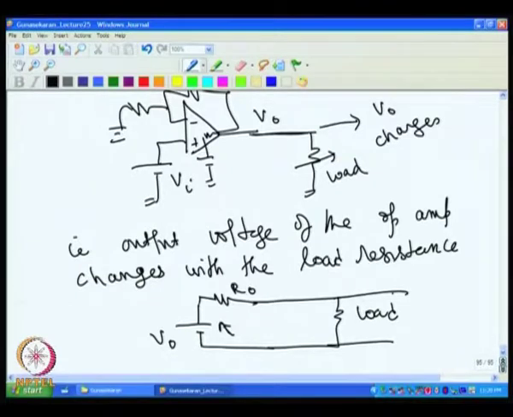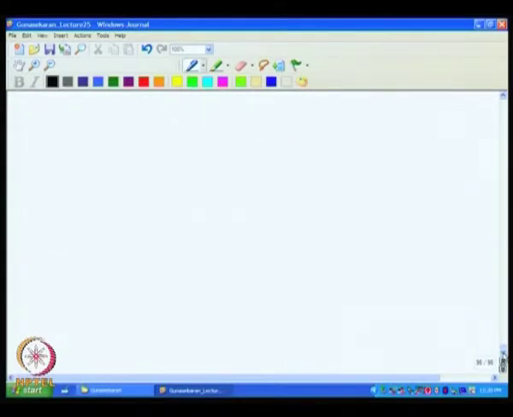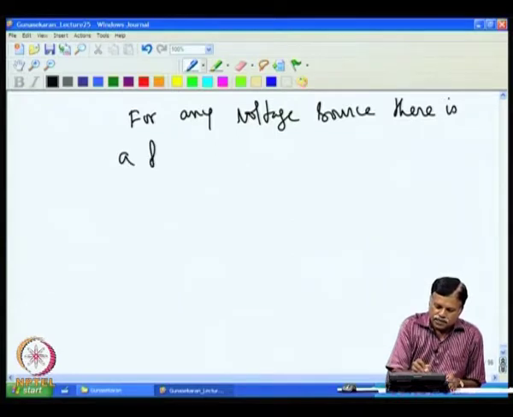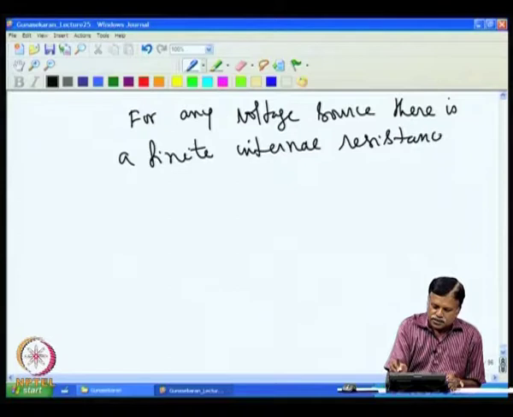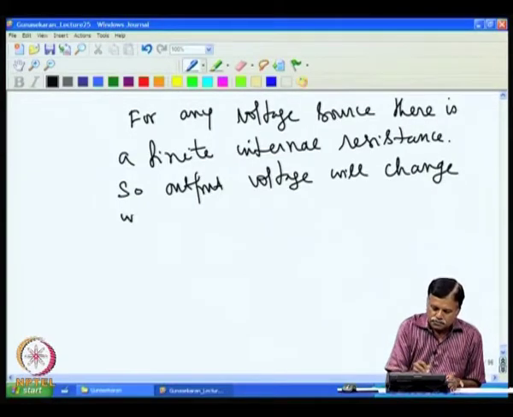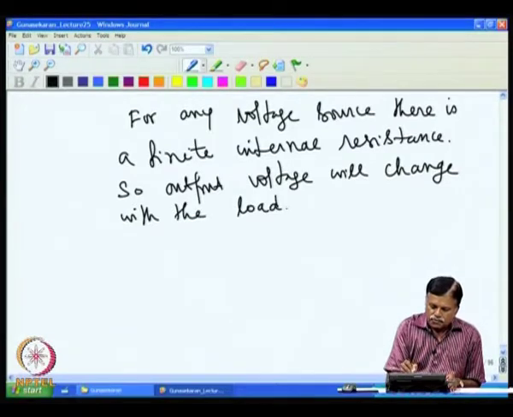So, similar to the discussion that we had earlier, where the battery had an internal resistance, the op amp also has its own internal resistance, and when you change the load, the voltage across it will change depending upon the internal resistance. This is true for any voltage source, there is a finite internal resistance, so the output voltage will change with the load. The same thing happens in the op amp.